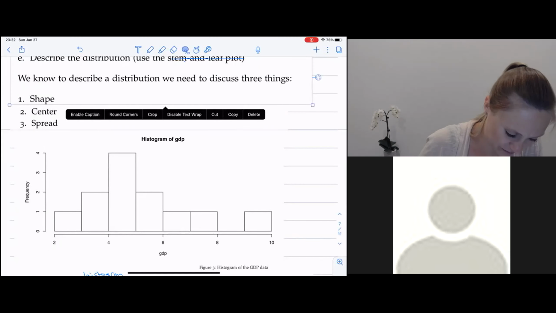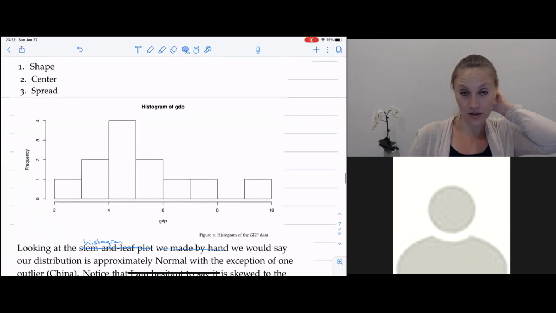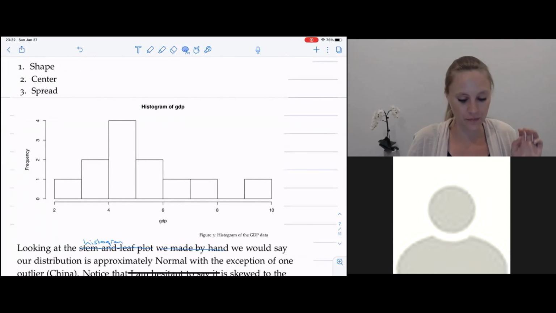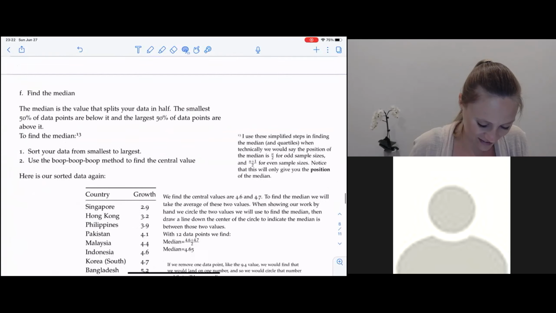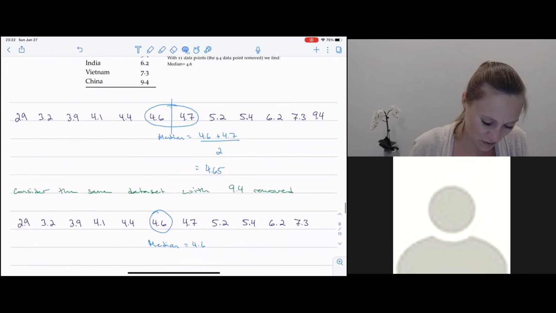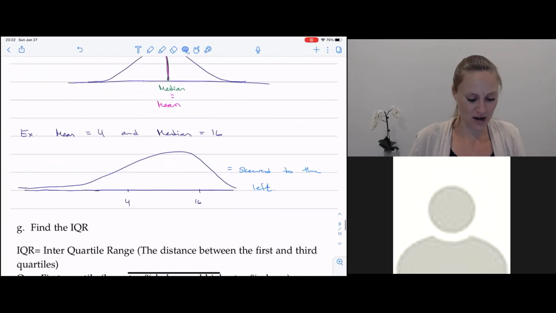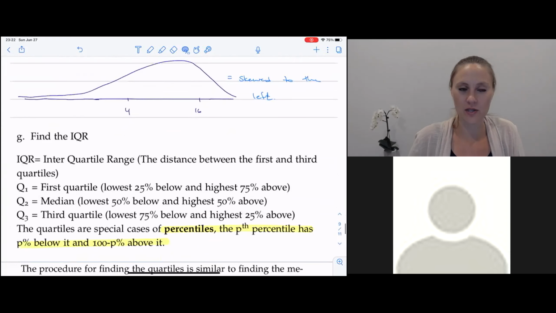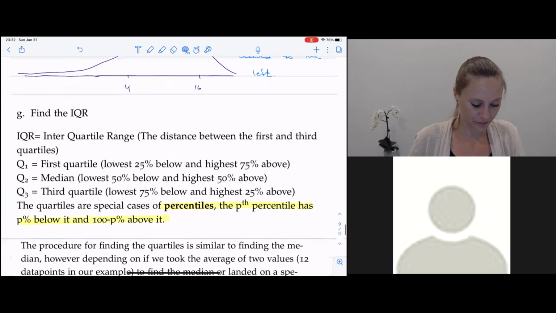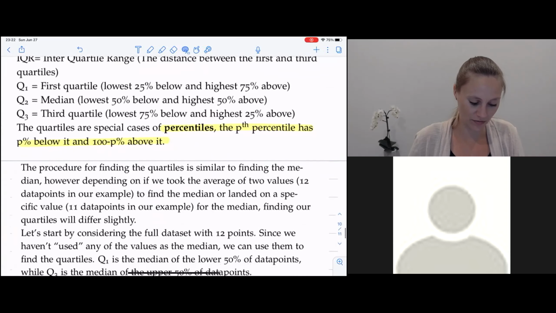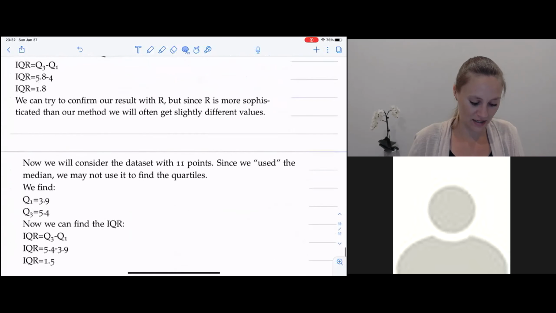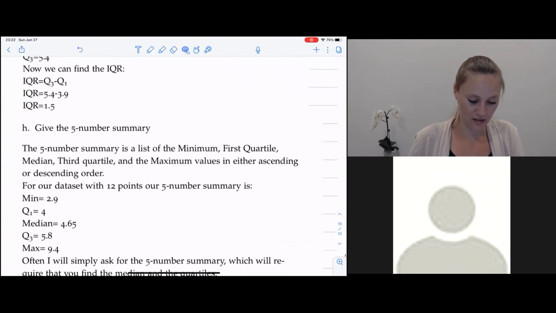And I saw it there. It's called the 1.5 IQR rule. Students have asked me before, why is it 1.5? I just don't understand why it's 1.5. And it just is.